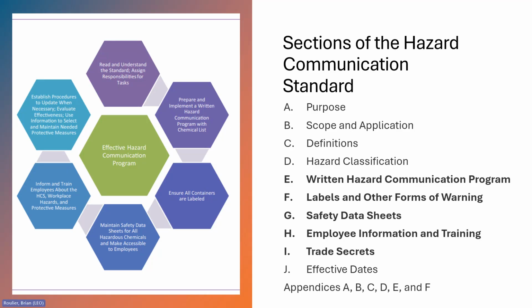Below is a list of each section of MIOSHA's hazard communication standard. So far, the purpose and scope of the standard have been discussed. We'll now move into focus on the paragraphs E, the written programs, F, labeling, G, safety data sheets, H, employee training, and I, trade secrets. Paragraph D and the appendices focus heavily on requirements for chemical manufacturers and importers, covering the hazard classification requirements, criteria for classification, development of shipped labels and safety data sheets, trade secret definitions, and classifications for carcinogens. These will not be discussed in this webinar.